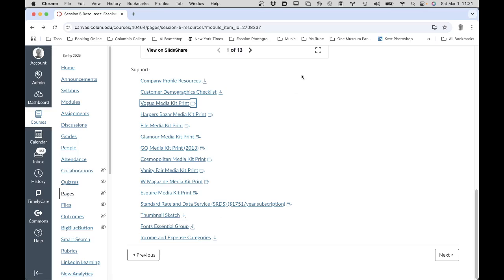Okay, are there questions about any of this? Are we good? So again, we've gone through the company profile, the customer demographics profile. We've talked about the advertising content in magazines, the SRD rate, or different versions of this. We've looked at the worksheet here. There was an assignment for you to bring scrapbook images today. We're not going to get to that, but that's okay.